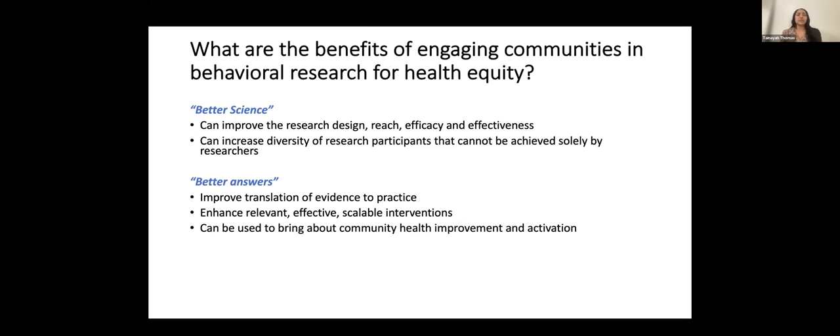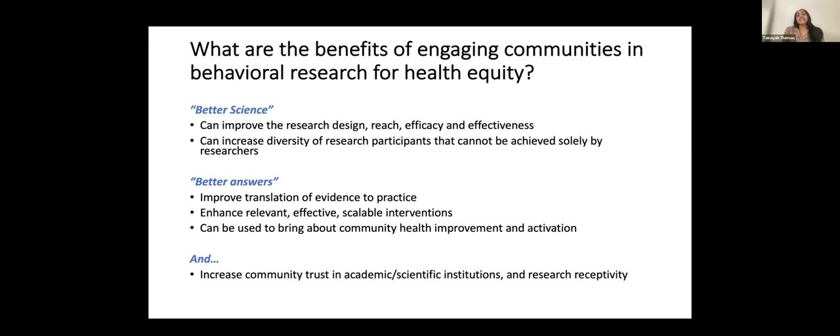And it can also be used to bring about community health improvement and activation. When people are engaged and motivated and feel like they are equal partners in your research, when they feel like, oh, now I have the tools, and we have other issues that may not be the issues that the researcher is focused on, but now they feel empowered to go out and work with other institutions, work with other researchers to address other issues, to build their own processes and engage in activities. It really can activate a community to think about other health issues. And it increases community trust in academic and scientific institutions.